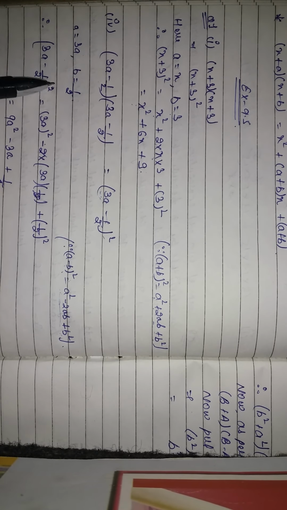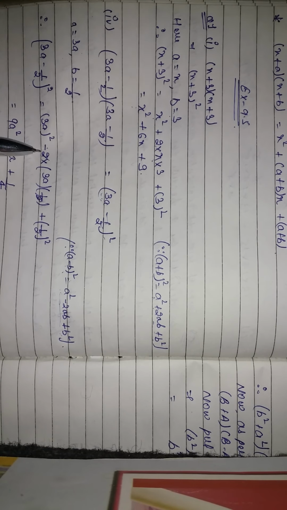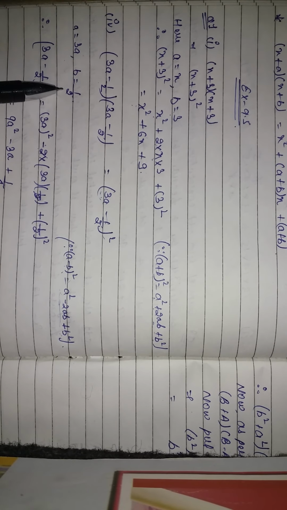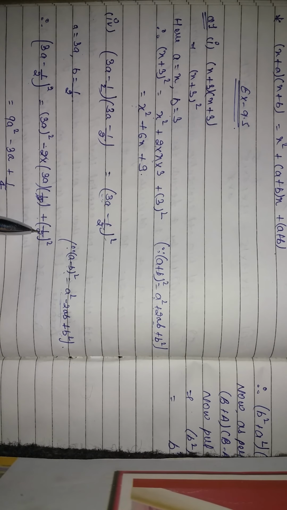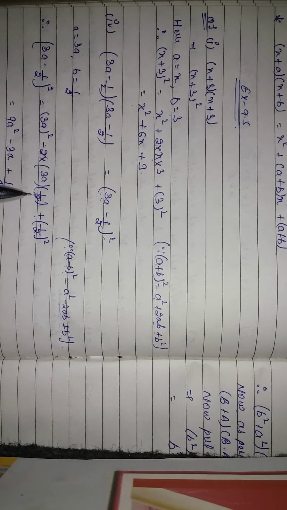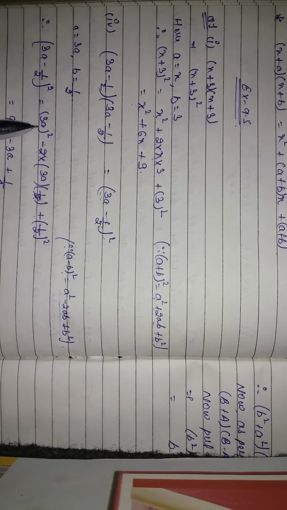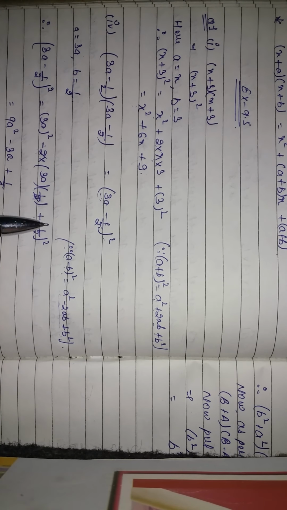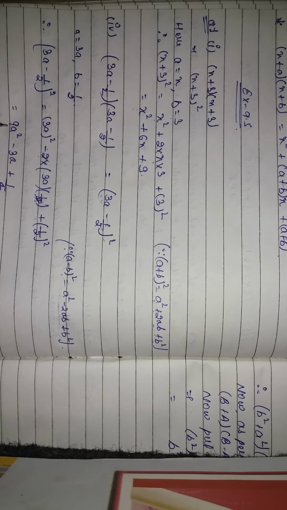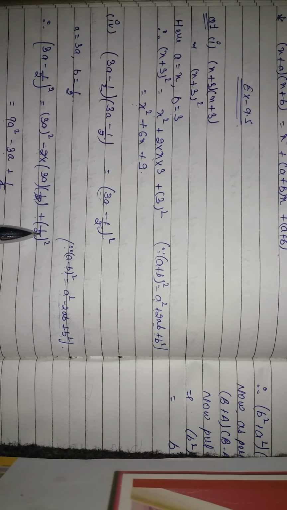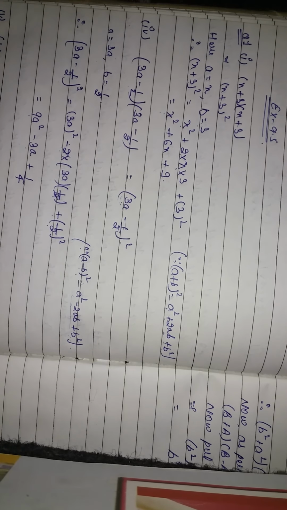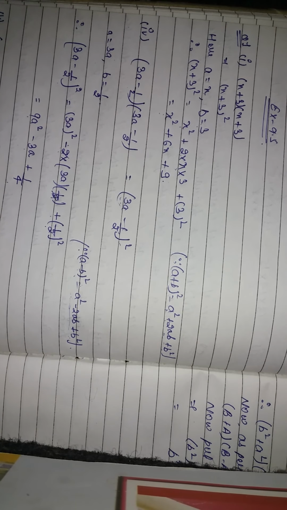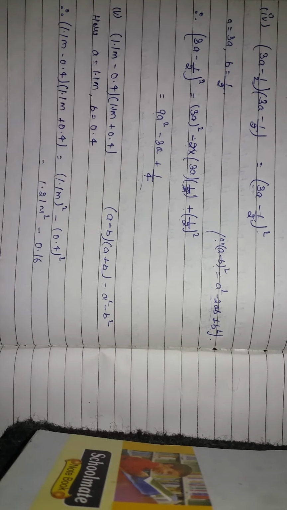Now (3a minus 1 upon 2) whole square is a square minus 2ab plus b square. Now this 2 will cancel this 2 because this is in denominator and it is in numerator. On solving this, (3a) square is 3a into 3a, that will be 9a square. This is minus 3a, and this is 1 upon 2 into 1 upon 2, that will make 1 upon 4. So this is your answer.